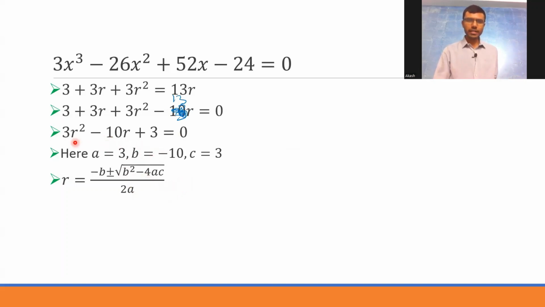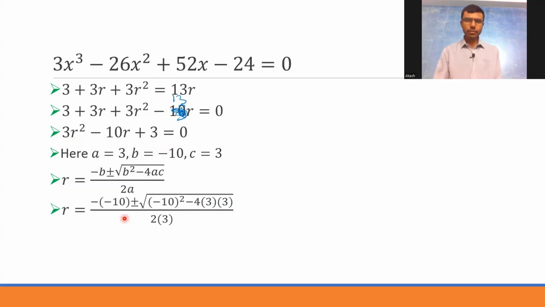So here b is minus 10, a is 3 and c is 3. To substitute the values: minus of minus 10 plus or minus under root minus 10 whole square minus 4 into 3 into 3 by 2 into 3. The substitutions are there in front of you. Now solving begins. Minus of minus 10 will be plus 10 and minus 10 whole square is 100. And likewise 4 3s are 12, 12 3s are 36. This is what I have.